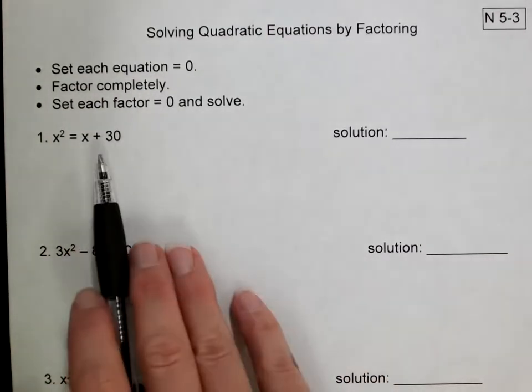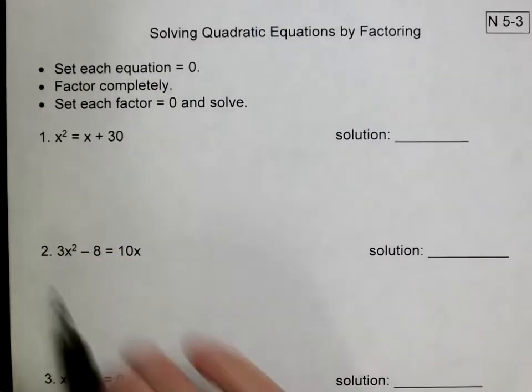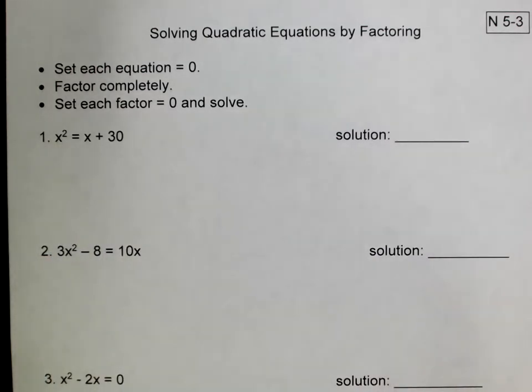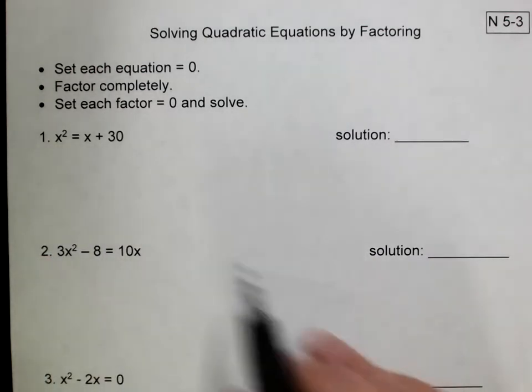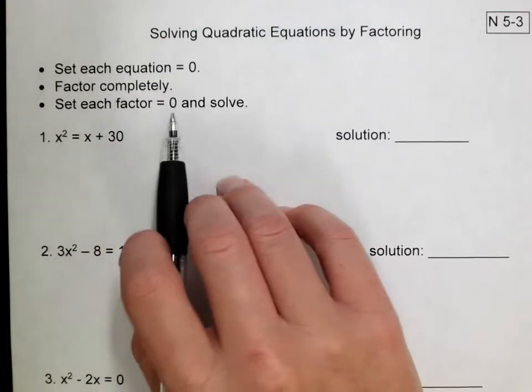That means you're going to have to move everything over to one side, and specifically I would move it over to the side that's going to keep that x squared term positive, because if you don't, you're going to have to factor out a -1 anyway, so don't do that. Then you're going to factor completely. You're going to set each factor equal to 0 and solve.